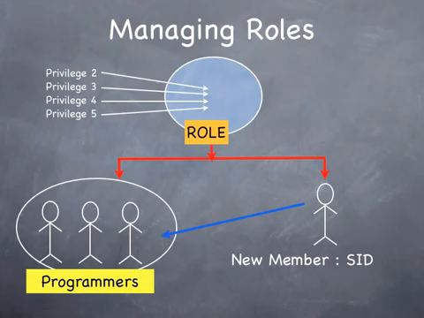Privilege management can be greatly simplified by this process because if all the programmers need a new privilege, all you would have to do is to grant the privilege to the role. In the same way, if you need to revoke a privilege from the programmers, all you would need to do is to revoke it from the role.